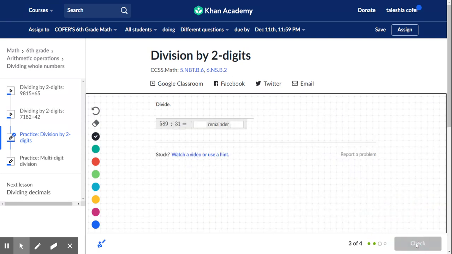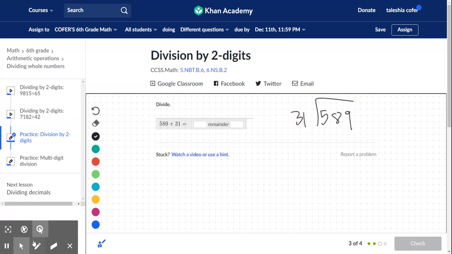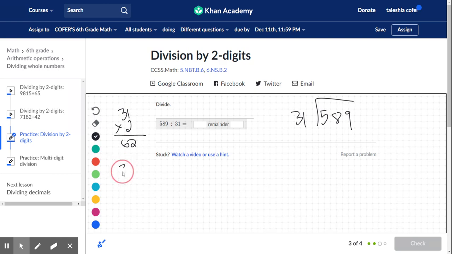Perfect. On this one, we do the same thing. I have 589, and I want to divide it by 31. Let's see how many times 31 can go into 58. I know that 31 times 1 is 31. 31 times 2 would give me a 62. 31 times 3, looks like 62 is already too much. We don't even want to go that far.